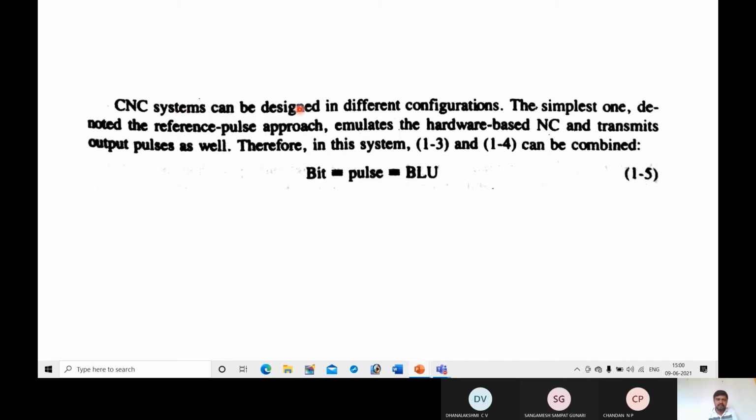CNC systems can be designed in different configurations. The simplest one is one such configuration. This relation may be different depending on the configuration. The simplest one, denoted the reference pulse approach, emulates the hardware-based NC and transmits out pulses as well. Therefore, in the system, it will work like this.